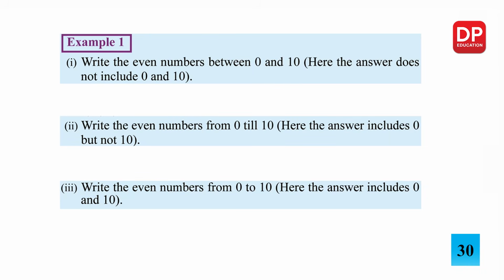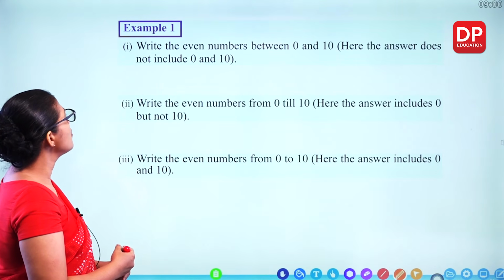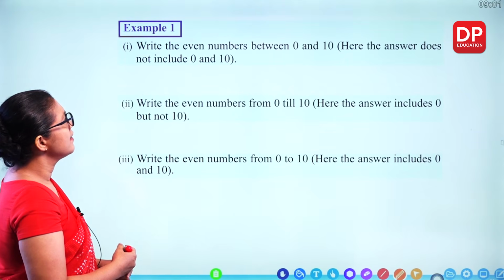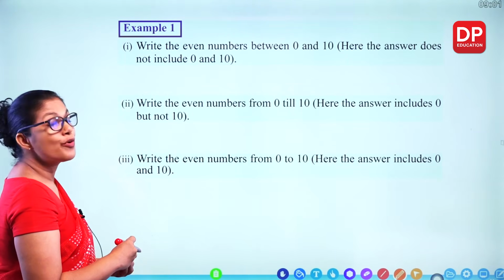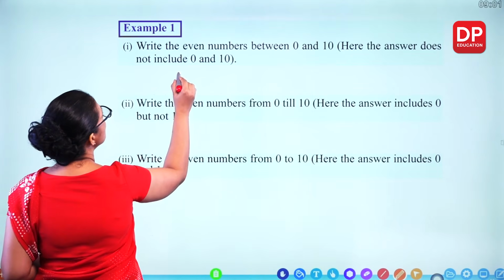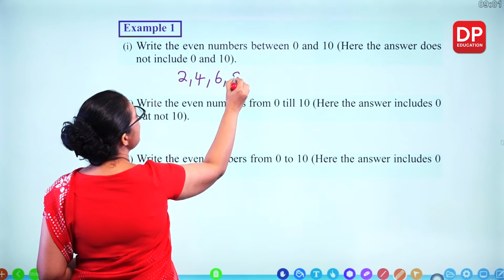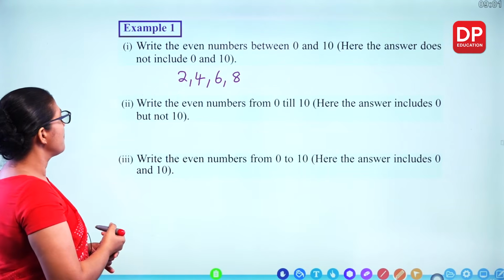Example number 1. Write the even numbers between 0 and 10. Here the answer does not include 0 and 10. So in between means you don't write 0 and 10. So what are the even numbers? 2, 4, 6, 8. Those are even numbers.